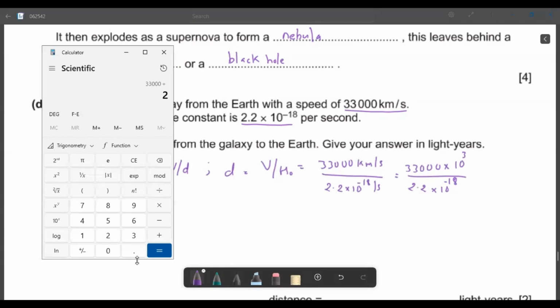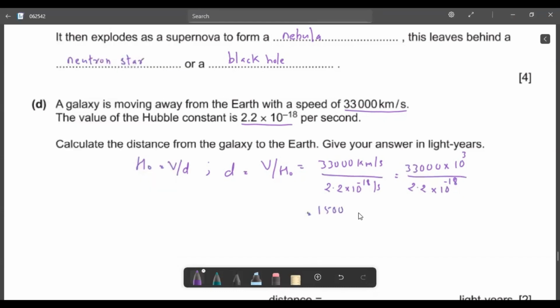33,000 divided by 2.2 is 15,000 times 10 raised to 3. 10 raised to minus 18 will go to the numerator, that is plus 18. That is 15,000 times 10 raised to 21.